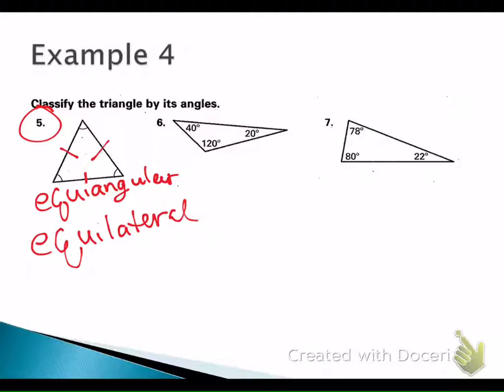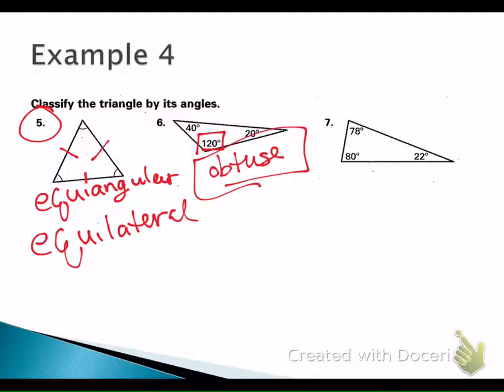By angles, what do you have for number 6? The biggest angle is 120. So this is what type of triangle? Obtuse. Good. And I'll only make us do that on this one. Just be aware, though, on the homework you have to do both.